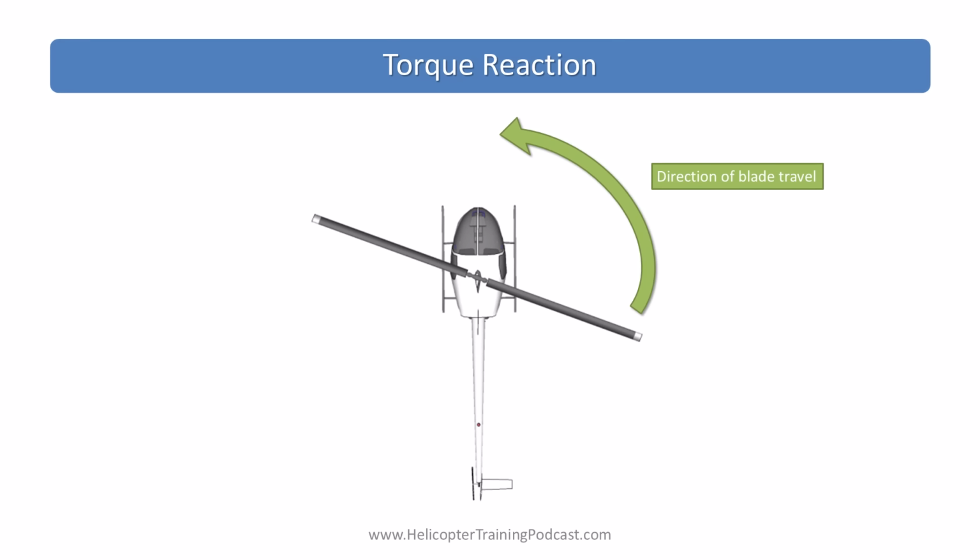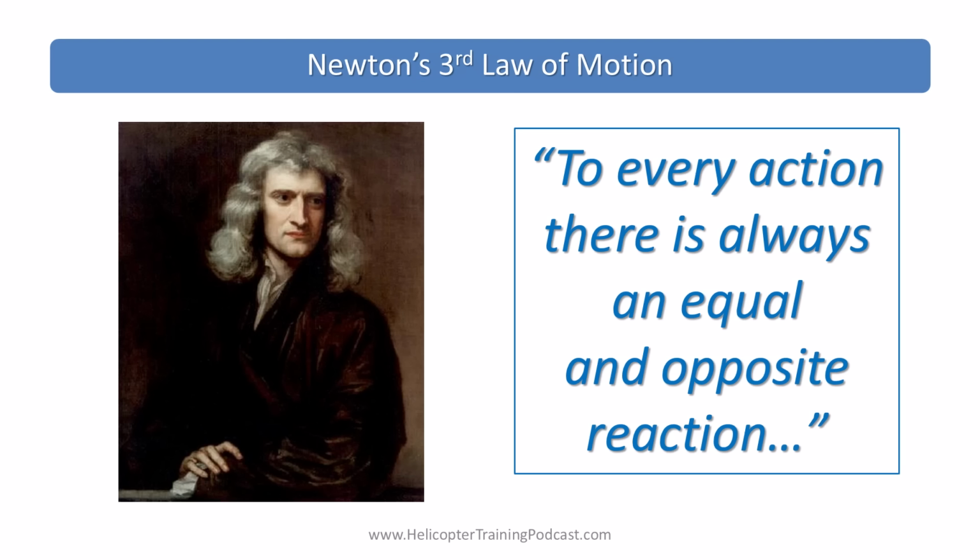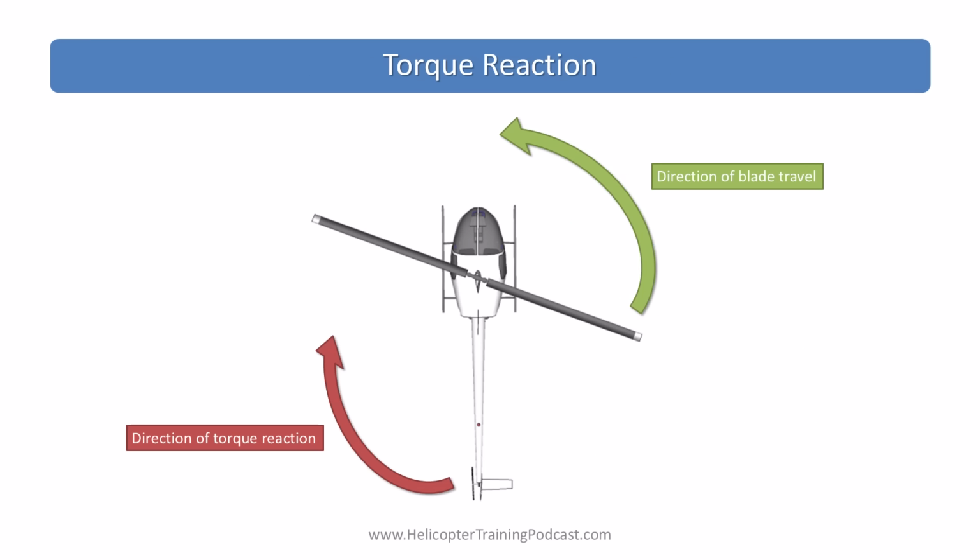But what exactly is torque reaction? As the engine pushes the helicopter blades one way, the fuselage of the helicopter wants to spin in the opposite direction due to Newton's third law of motion. To every action, there is always an equal and opposite reaction. Because the reaction is a rotational force in the helicopter, we call it torque reaction.